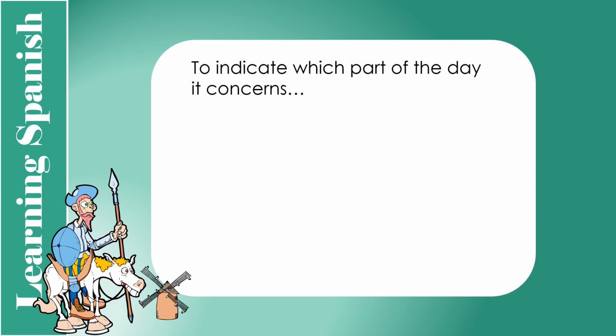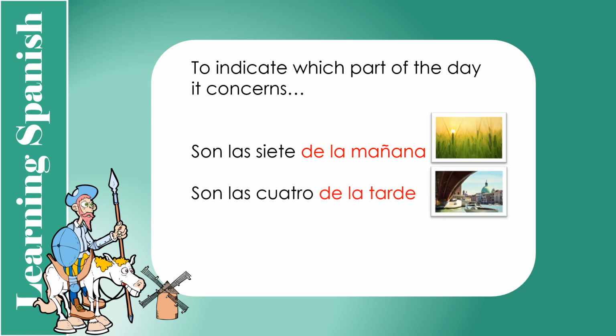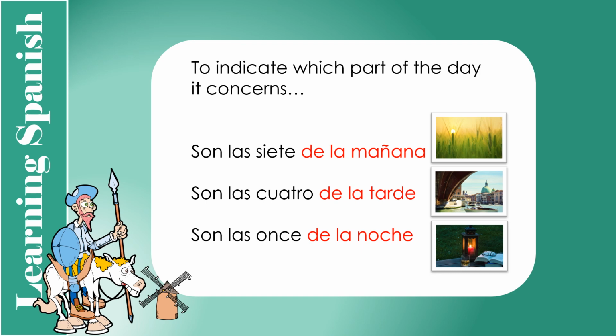To indicate which part of the day it concerns, you add "de la" plus the part of the day in question. So it's 7 o'clock in the morning, "son las 7 de la mañana". It's 4 o'clock in the afternoon, "son las 4 de la tarde". And it's 11 o'clock in the evening, "son las 11 de la noche".